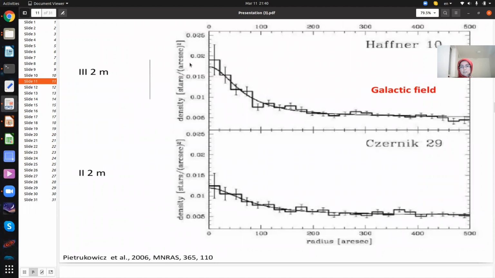Here you see two clusters, Haffner 10 and Czernik 29. Here, for example, is the center of the cluster, and you can count the stars and go out to the galactic field, where the stars are homogeneous with the galactic field. Also in Czernik 29 it is the same.